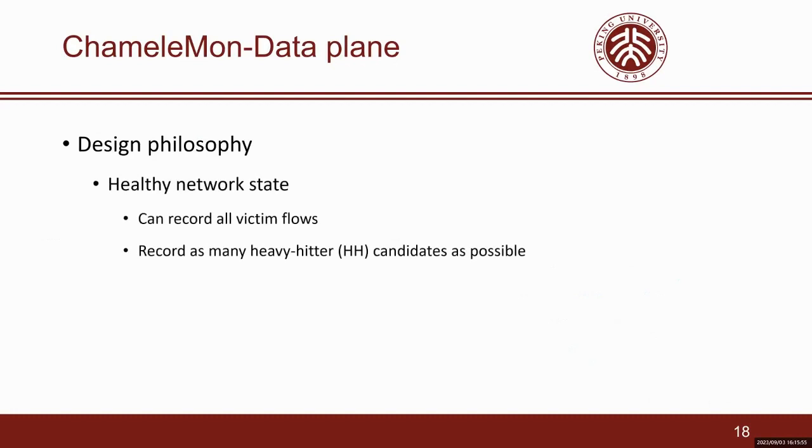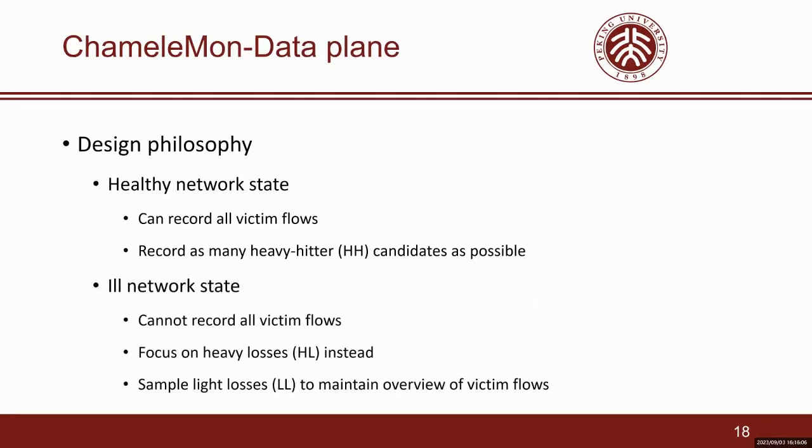When the network state is healthy, there is enough memory to record all victim flows. At this time, ChameleMon should record as many heavy hitter candidates as possible for accumulation tasks. When the network state is ill, there is not enough memory to record all victim flows. At this time, ChameleMon should focus on recording heavy losses, which refer to victim flows suffering from severe packet losses. Meanwhile, ChameleMon should also sample some light losses, which refer to victim flows suffering from few packet losses, so as to maintain an overview of all victim flows.